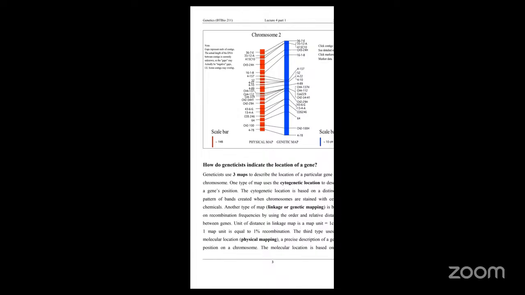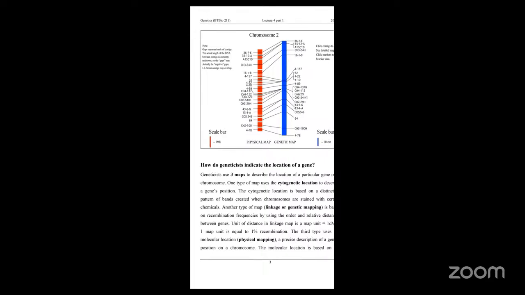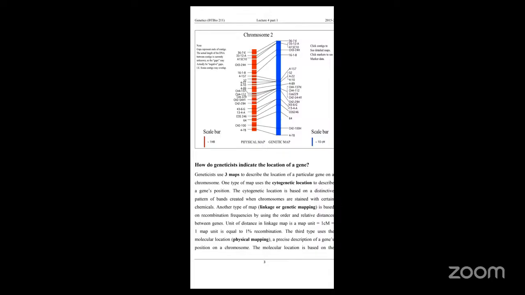Now, basically, geneticists use three different maps to describe the location of a particular gene. No doubt, we are talking about the physical map as well as the genetic map. But in those days, geneticists used three maps to describe the location of a gene on the chromosome. One type uses the cytogenetic location to describe a gene's position. This cytogenetic location is based on the distinctive bands that appear when the chromosomes are stained with certain chemicals.